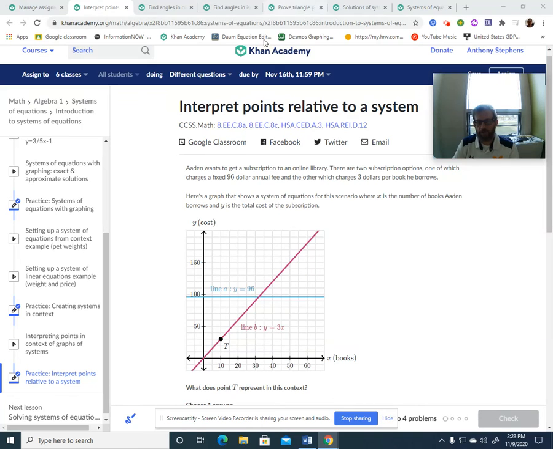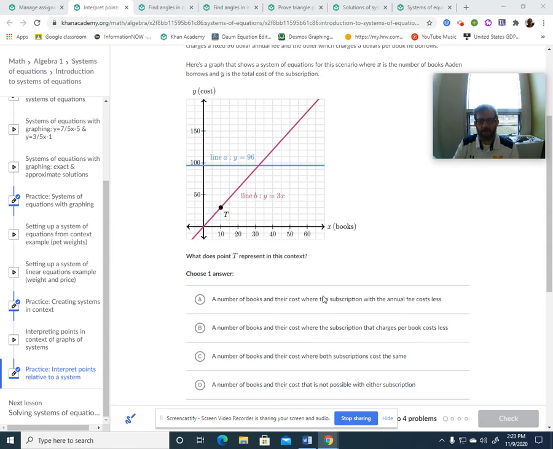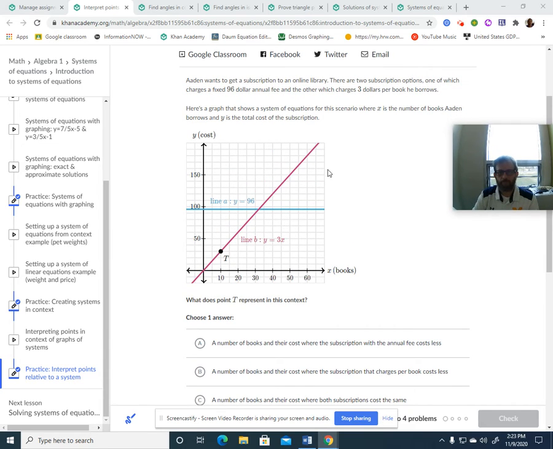All right, video number 2, interpret points relative to a system. All right, so we have a line here that has to do with, this is one subscription service where you pay $3 for each book. And this is a subscription service with just a flat $96. So you've got a line that represents $3 per book and a line that represents a flat fee of $96.